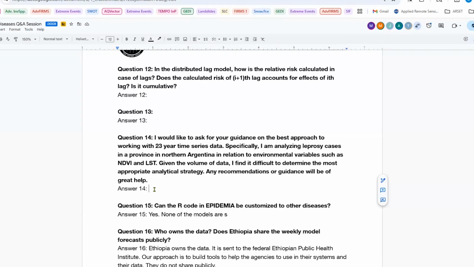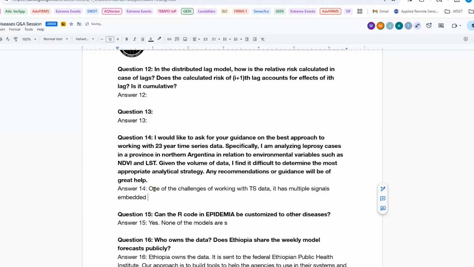So yeah, that's a big question. The short answer is I'm not sure exactly, but I can offer a few suggestions. One of the challenges of working with time series data is that it has multiple signals embedded in it. There is often a strong seasonal component, like a repeating cycle every year. There is often a trend component, for a variety of reasons, over multiple years and decades. With a long time series like this, you might see a general increase or decrease, or some variation from year to year. And then sometimes we see anomalies.